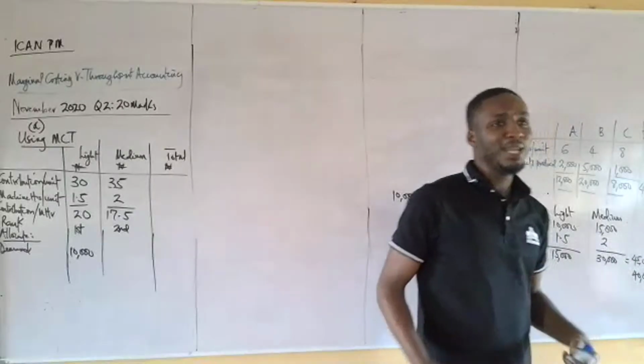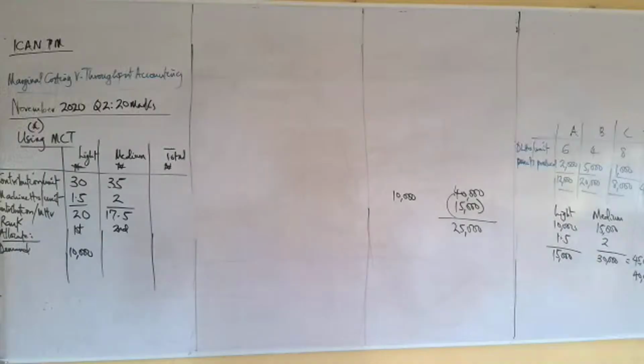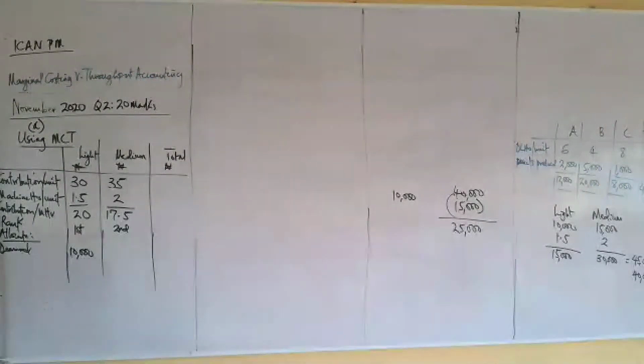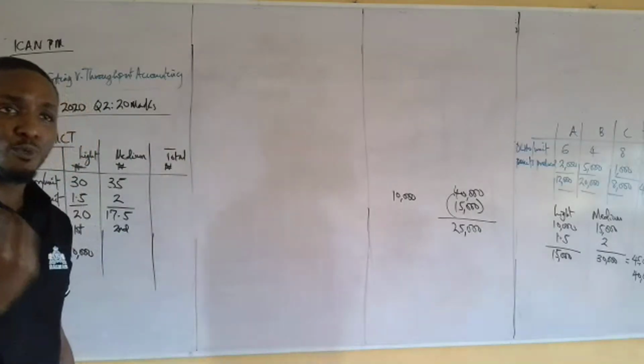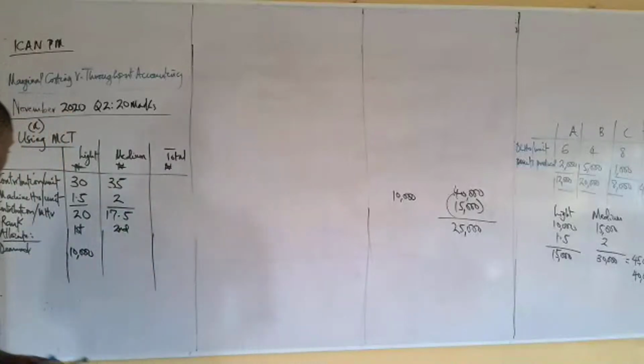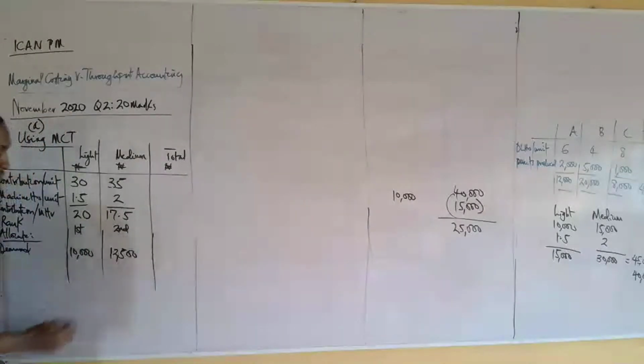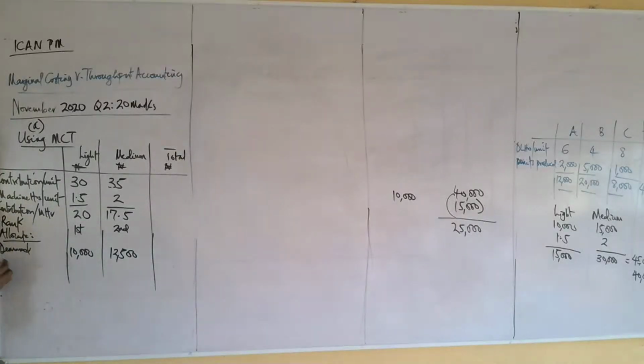12,500. Now, a manager that does not know this limiting factor analysis will just do this tentatively: produce light, produce medium. The manager using this principle wants the method that will give him the maximum profits with the bottleneck. That's the reason for it. So what we will produce is 12,500.